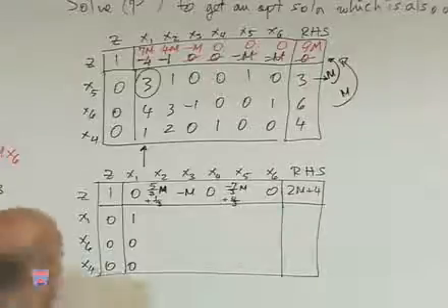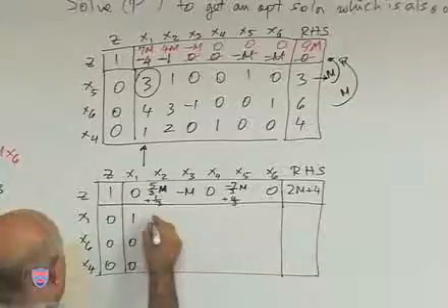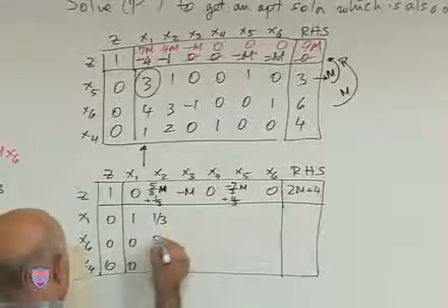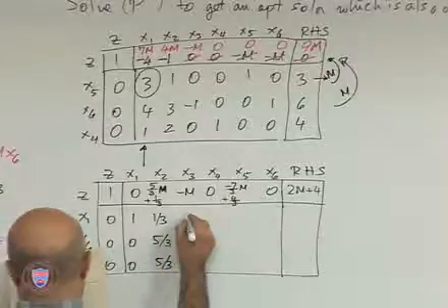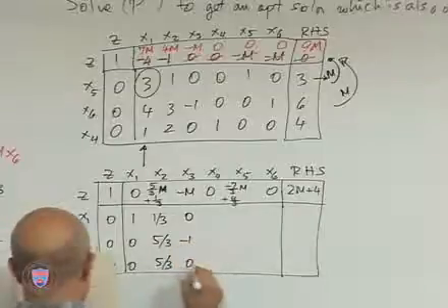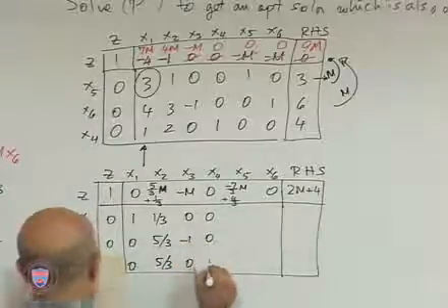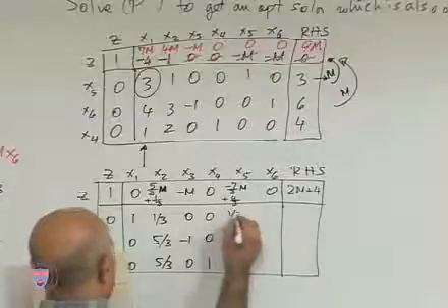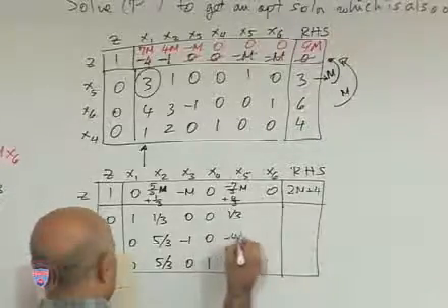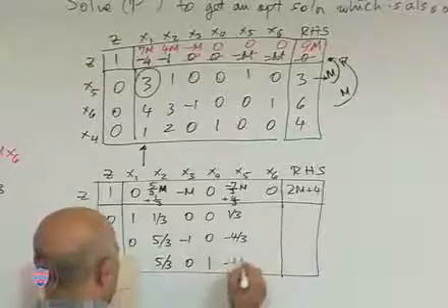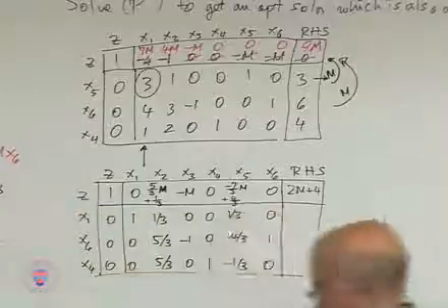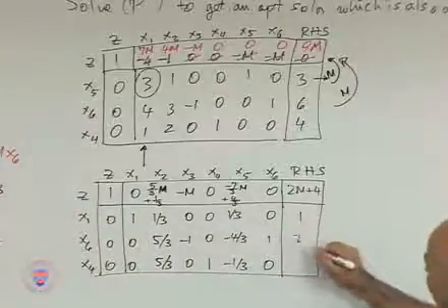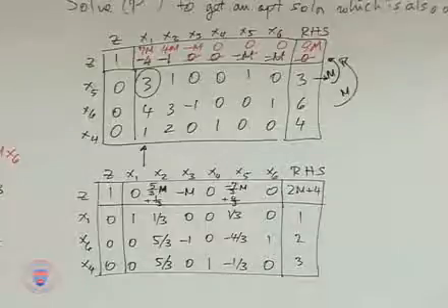All right, so we have 1/3 here, 5/3, 5/3, 0, minus 1, and 0. 0, 0, 1, 1/3, minus 4/3, minus 1/3, 0, 0, 1, 0 for the last column, and 1, 2, 3 for the right side. That's your new basic feasible solution.